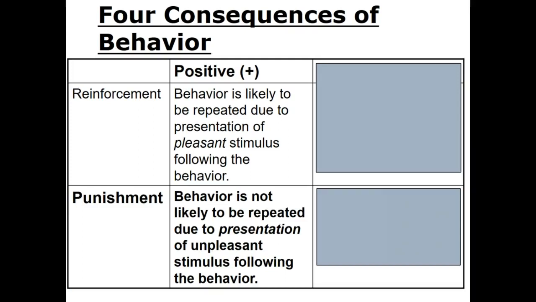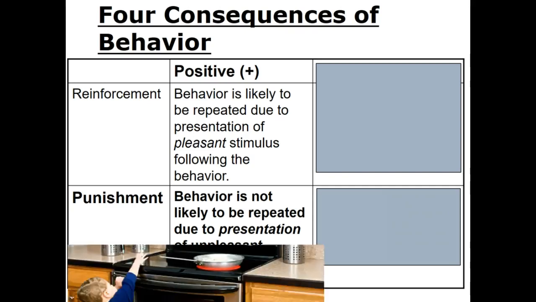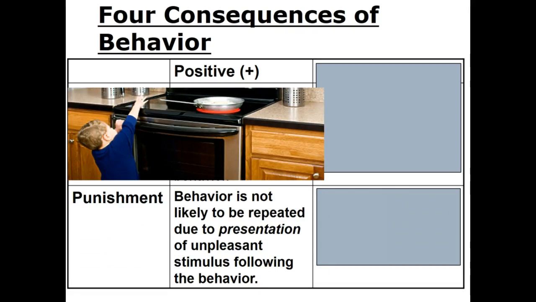With positive punishment, behavior is not likely to be repeated due to the presentation of an unpleasant stimulus. Remember, positive means addition. Something was added or given or presented. So it should make sense that in order to reduce the likelihood of future behavior, something unpleasant would be experienced. Generally speaking, pain is a positive punisher. That is, if something hurts, we don't want to do that again.